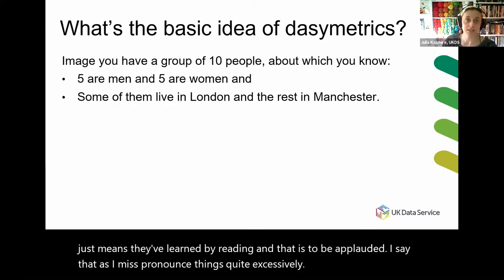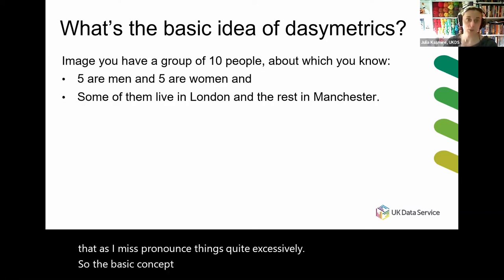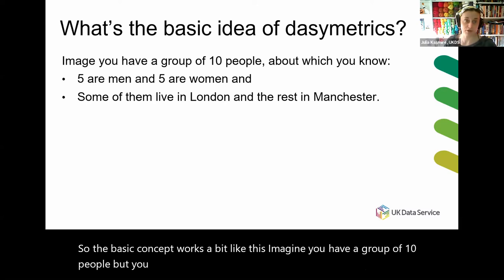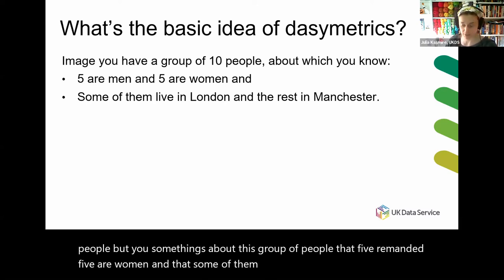So the basic concept works a bit like this. Imagine you have a group of 10 people, but you only know some things about this group of people. You know that 5 are men and 5 are women, and that some of them live in London and some of them live in Manchester.